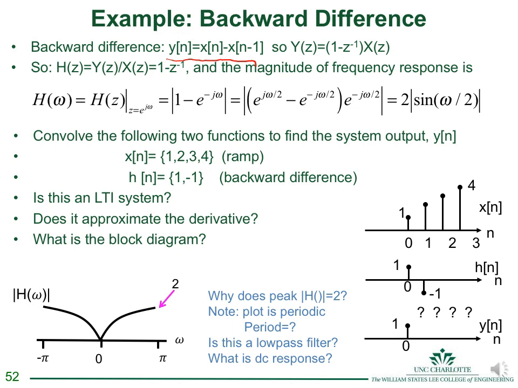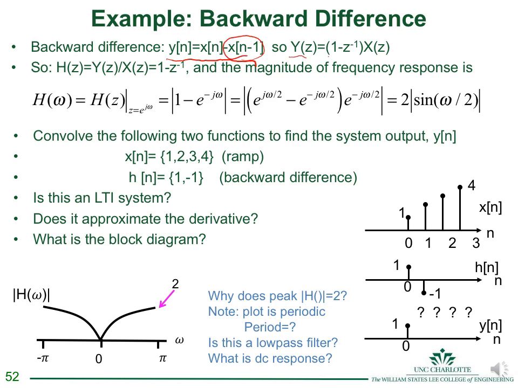I can take the z transform of that equation directly. So I get z to the minus 1 x of z for the delayed portion. And so y of z is 1 minus z to the minus 1 times x of z. So the transfer function is the output over the input.